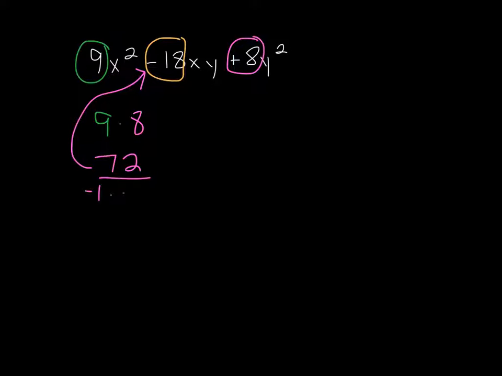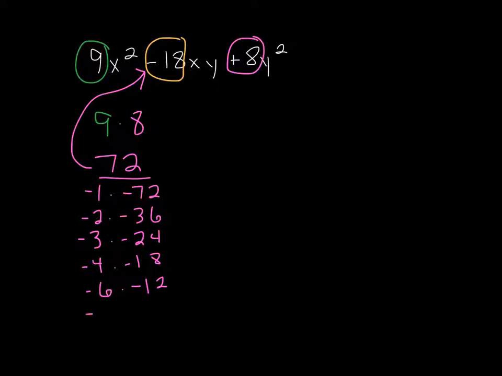So negative 1 times negative 72. Negative 2 times negative 36. Negative 3 times negative 24. Negative 4 times negative 18. Negative 6 times negative 12. And negative 8 times negative 9.